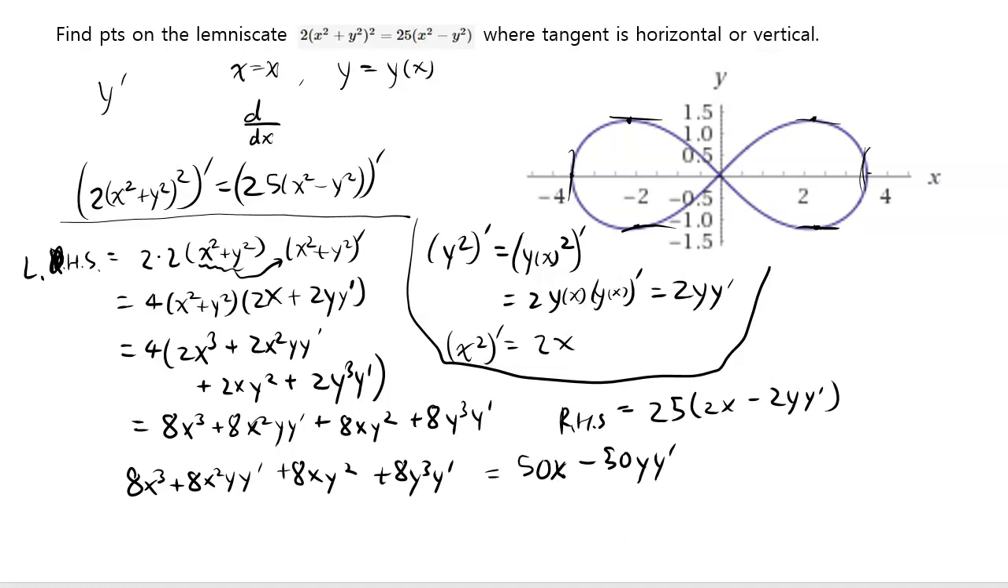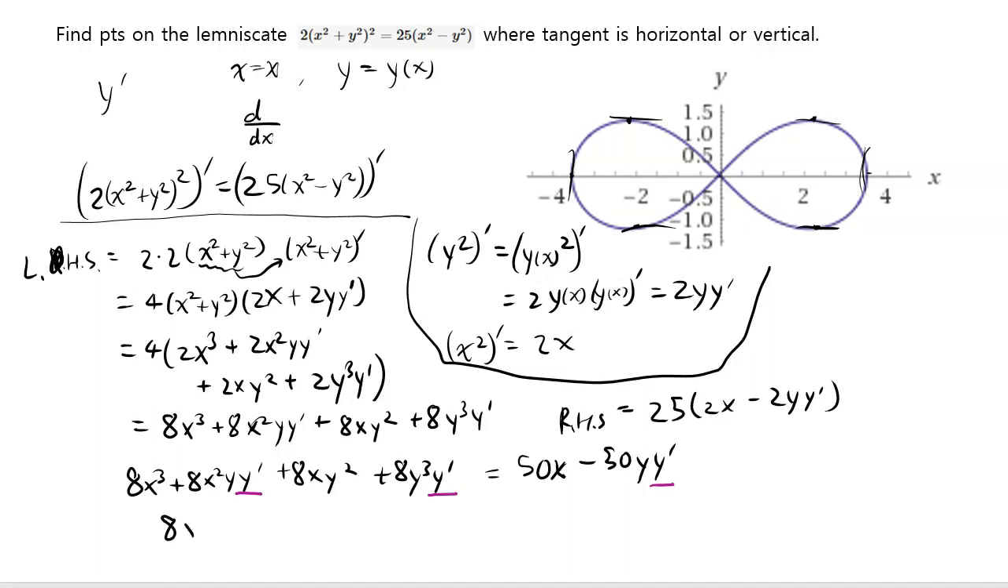So this is the algebra step. The algebra step, you first identify all the y primes, and any of the terms containing y prime should be put into one side. You have to group the y primes together, and the ones without y primes should be grouped to the other side.